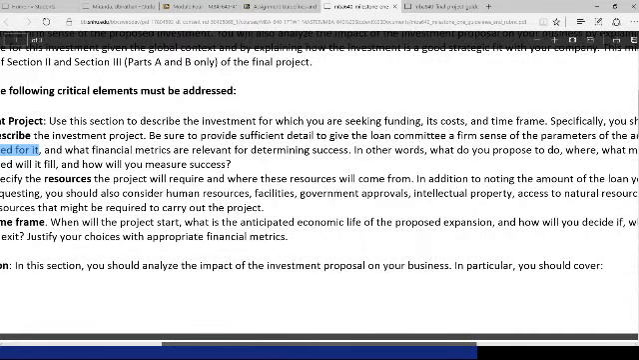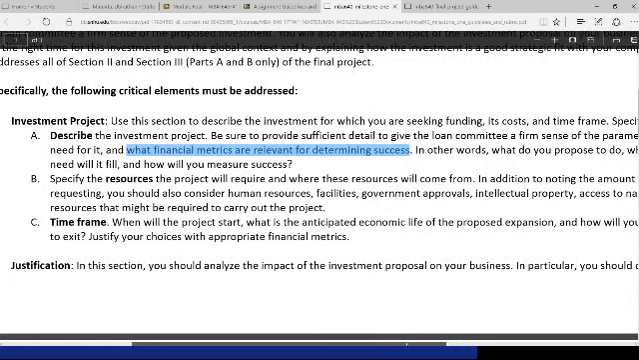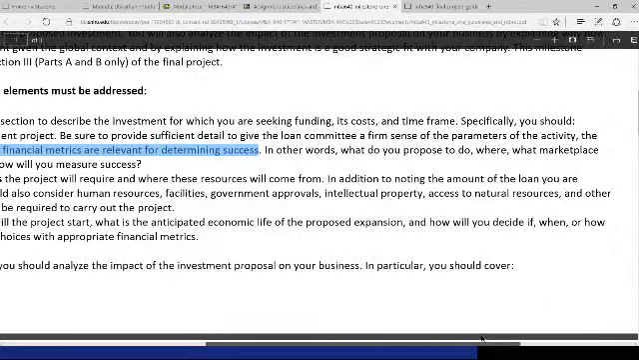Now, what are the financial metrics that are relevant for determining success? Mainly, how you're going to measure your success. Is it by the amount of money that you make, which is usually the case? How are you going to monitor that success? What financial ratios are you going to use? This is again where you're going to come with some financial numbers, where you're going to describe the tools you're going to use to measure that particular success.